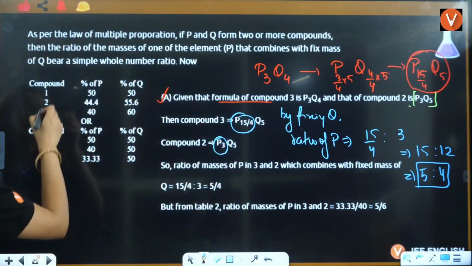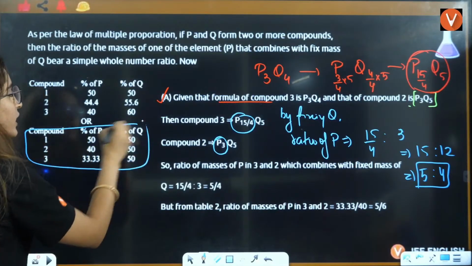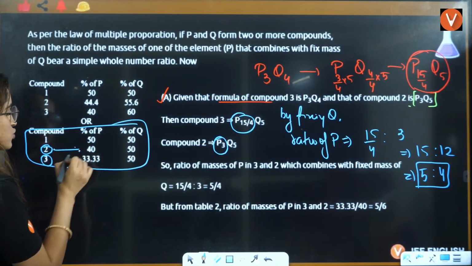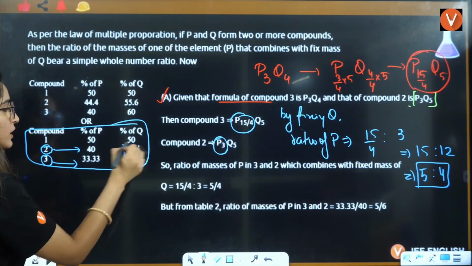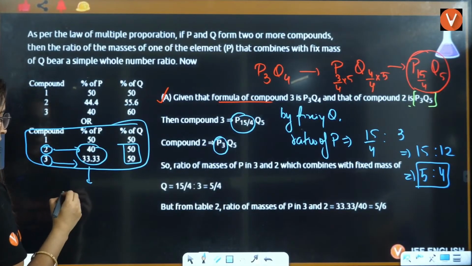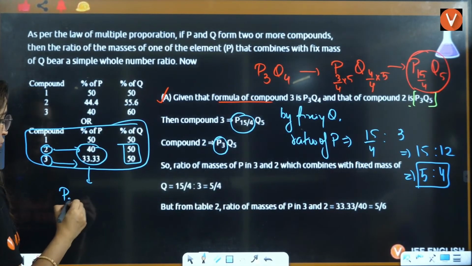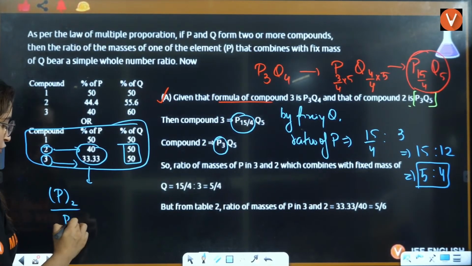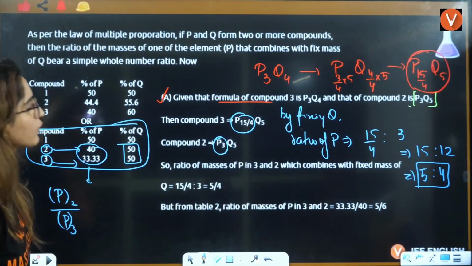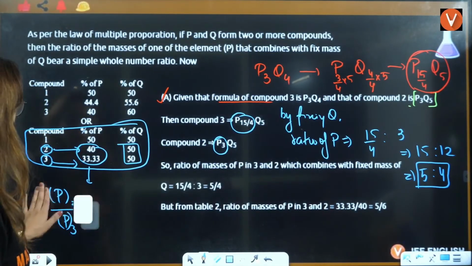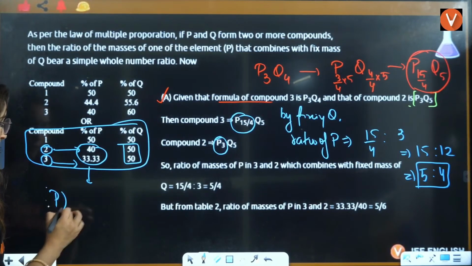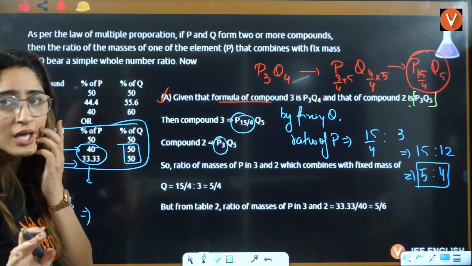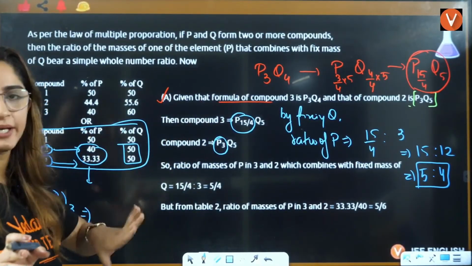Now the data that we have is this. Now here when you fix the Q for compound 2 and 3, I fix Q. Then what is the ratio of P of compound 2 and P of compound 3? Here I will write P of compound 3 by P of compound 2. The ratio should be the same, okay? If the ratio is the same, that means this statement is verified.